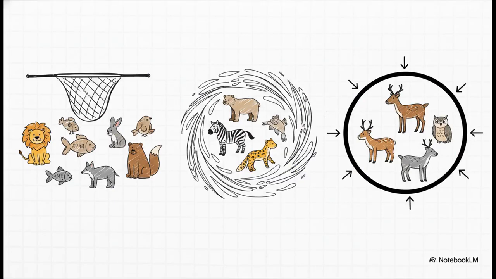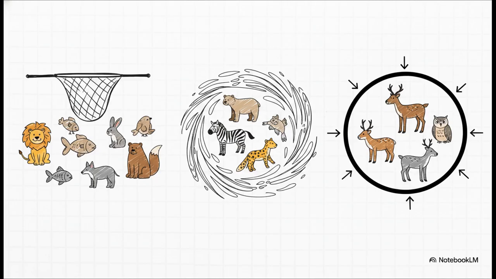But hold on, there is a catch. For this math to actually work, nature has to play fair. We call these the strict assumptions of the mark recapture method. First, every single animal has to have an equal probability of being caught, so no trap-happy or trap-shy animals allowed.